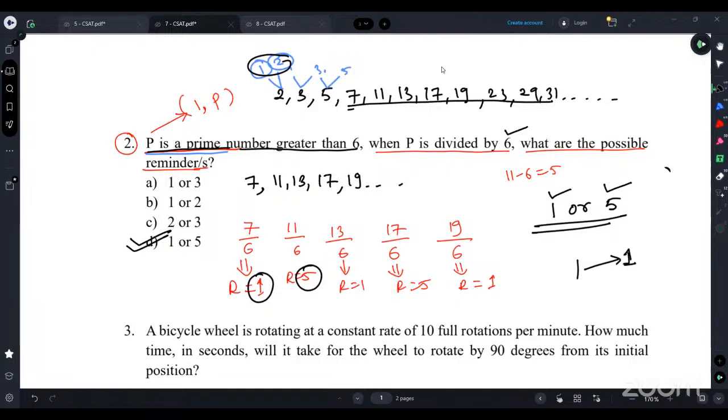See, 2 is the first prime number, right? And 2 is the only even prime number. So all the prime numbers beyond 2, you will see that all prime numbers are odd. All prime numbers are odd. 2 is the only even prime number and first prime number.